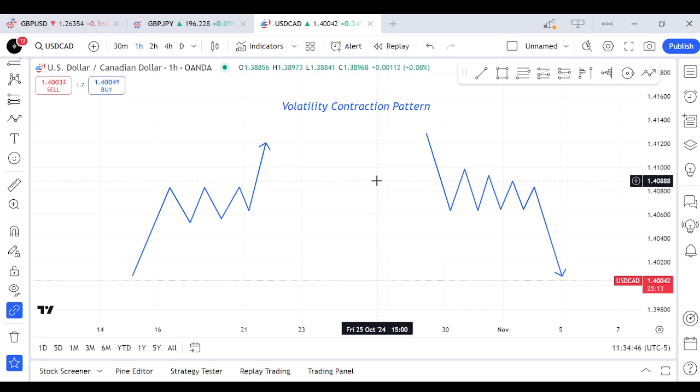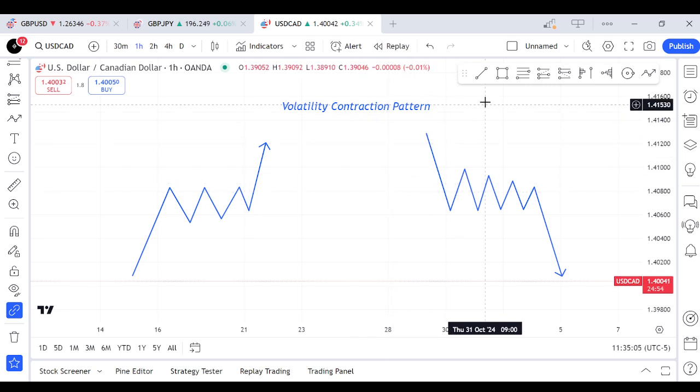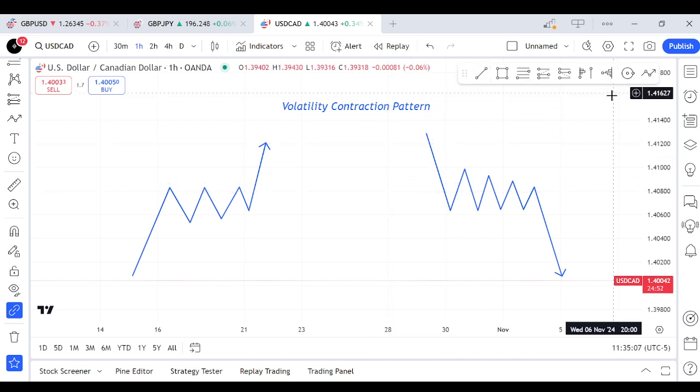The VCP is a powerful technical analysis tool, like I said, and is used by traders to identify potential breakout opportunities in the stock market. So it was developed by Mark Minervini, a successful growth stock investor. The VCP is characterized by progressively tighter price ranges within a consolidation area, often following a strong upward move in a currency pair's price. So let's talk about the key components of the VCP.